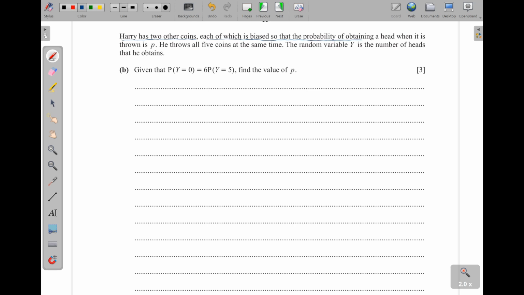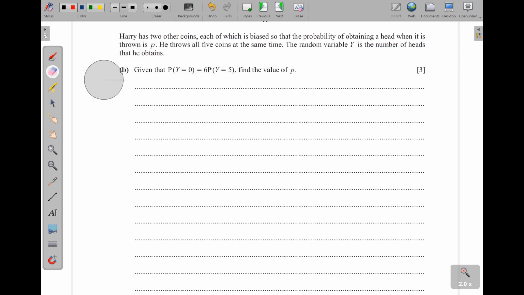And next they are saying Harry has 2 other coins, each of which is biased so that the probability of obtaining a head when it is thrown is P. He throws all 5 coins at the same time. The random variable y is the number of heads that he obtains. Given that the probability of y equal to 0 is equal to 6 times the probability of y equal to 5, find the value of P.